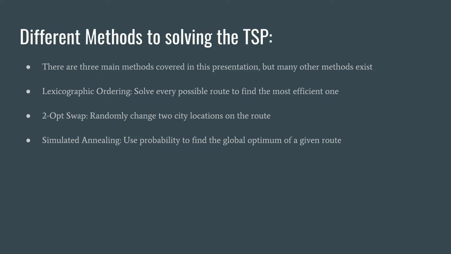I'm going to talk about 3 different methods to solve the traveling salesman problem. Lexicographic ordering is a brute force method to solve every possible route. A 2-op swap, randomly changing 2 city locations on the route, and simulated annealing, using probability to find the global optimum for the given route.